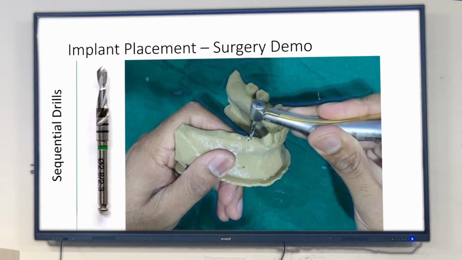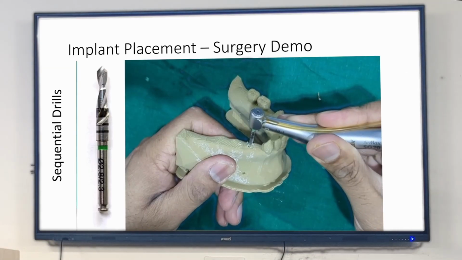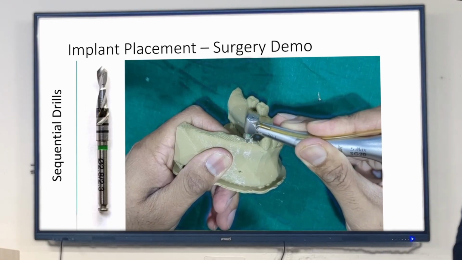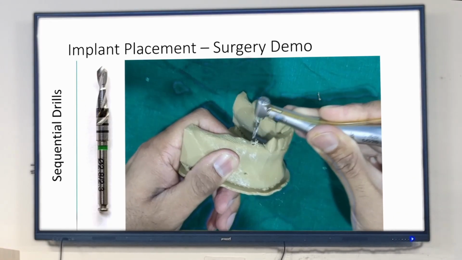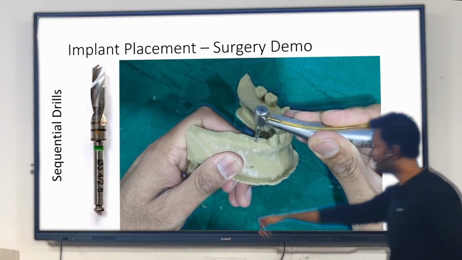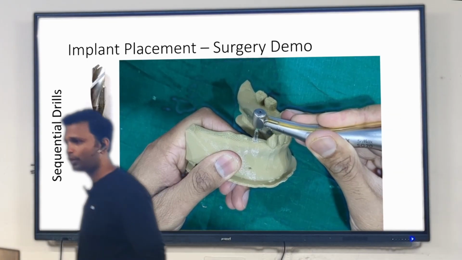Now I'm going to start with the sequential drills up to the required drill, that is one size lesser than the implant size. Then you can read the dimension here. 3.4, 2.8.